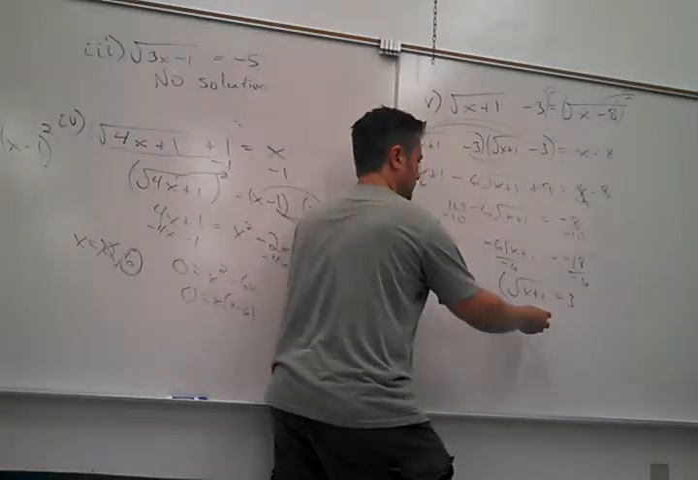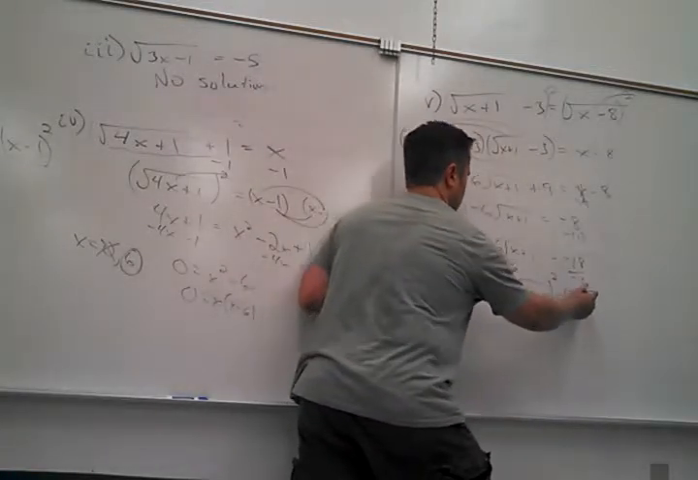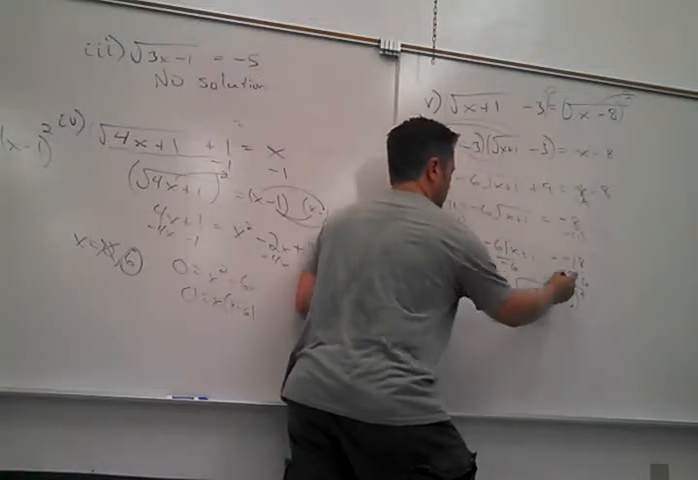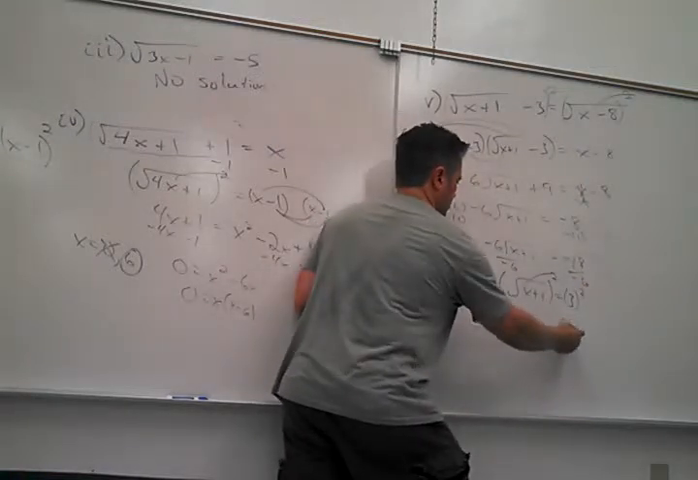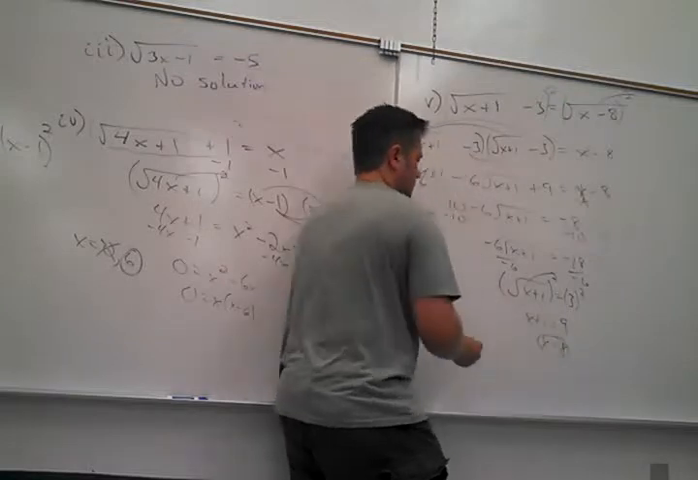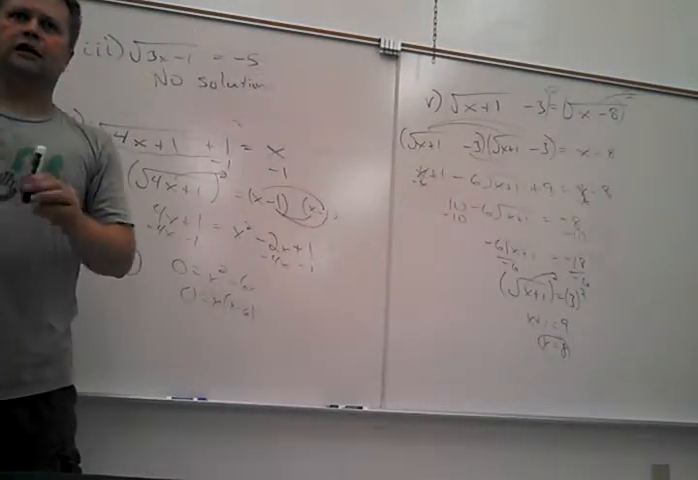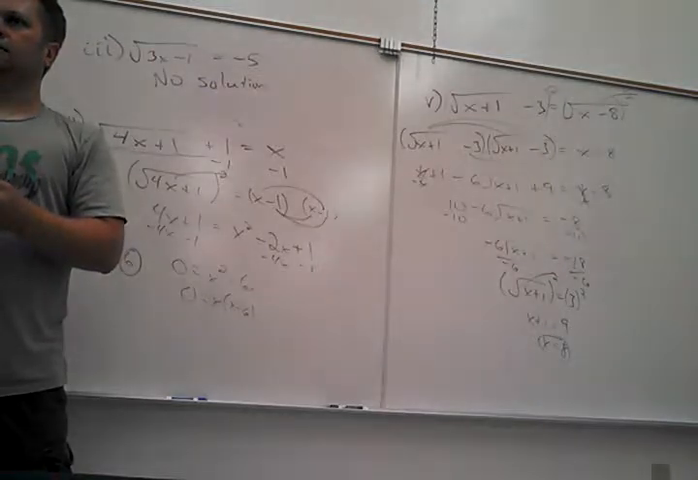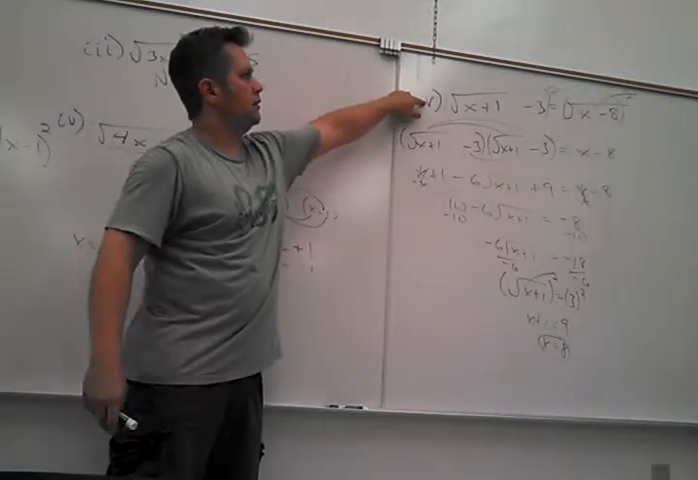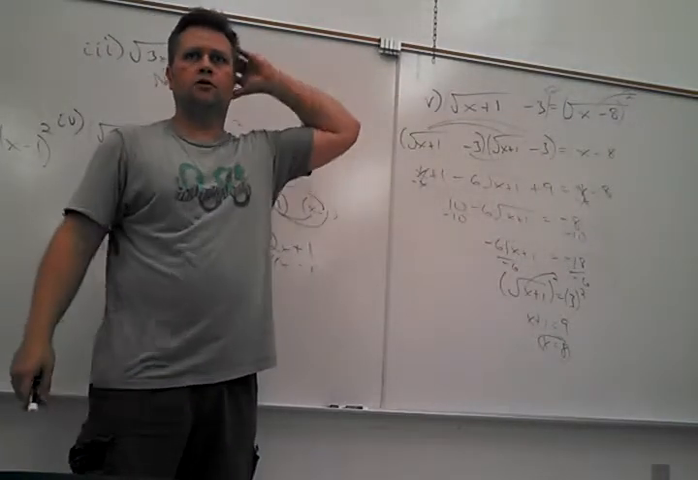So how do I kill it? Square both sides. So I get x plus 1 equals 9. So I get x equals 8. So I squared this bad boy twice. You better believe I got to check that number. And that will work, because that's how I made the problem. But you might as well check it. Make sure it works.